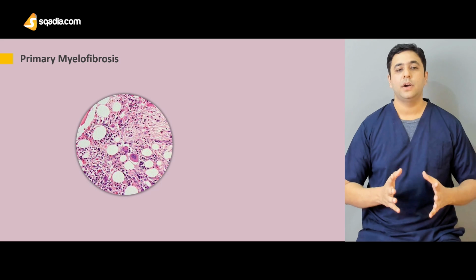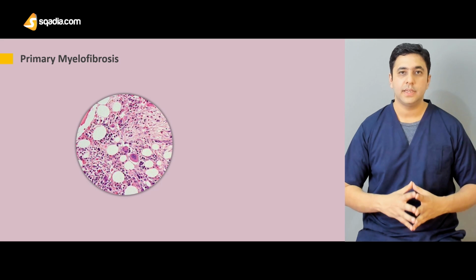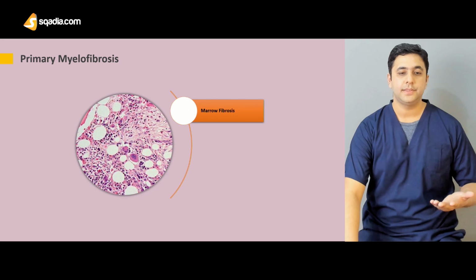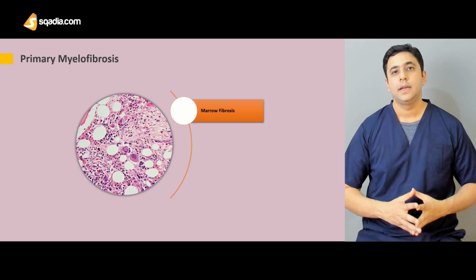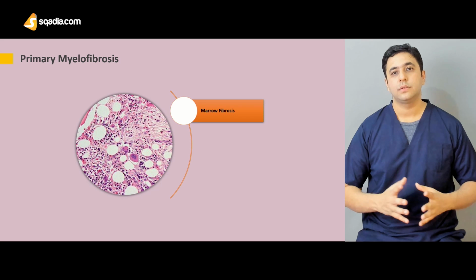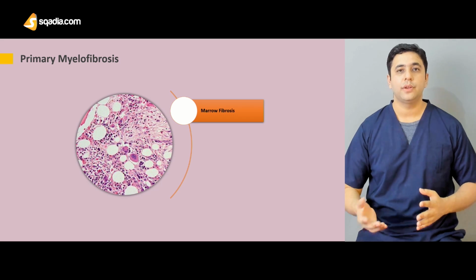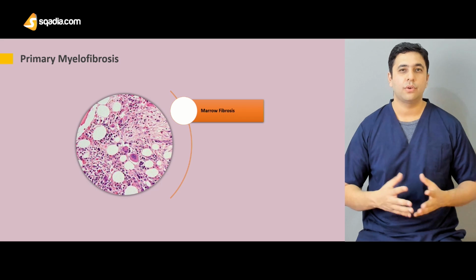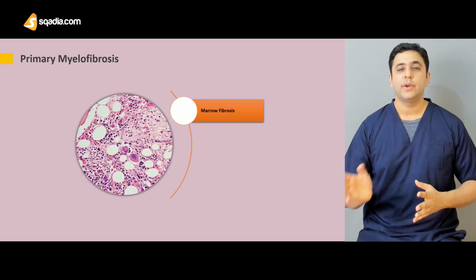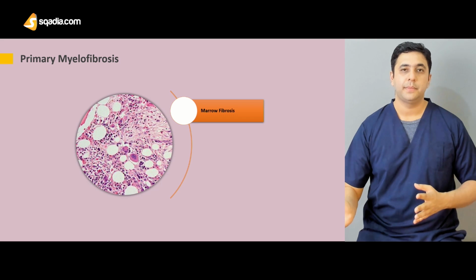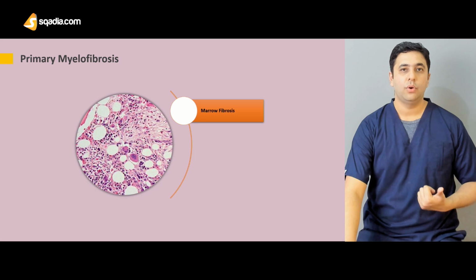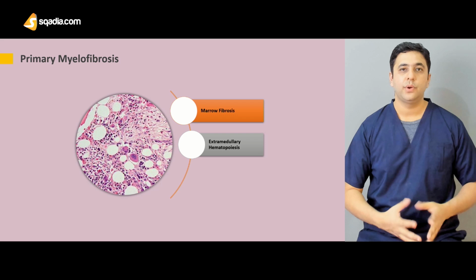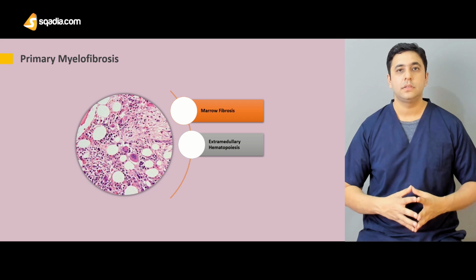Apart from that, the hallmark of primary myelofibrosis is, number one, bone marrow fibrosis, as is evident from the term. There is some pathological process going on that causes increased production of fibrinogen or collagen in the bone marrow. We're going to talk about the pathogenesis in the coming part, but bone marrow fibrosis is the hallmark of primary myelofibrosis.